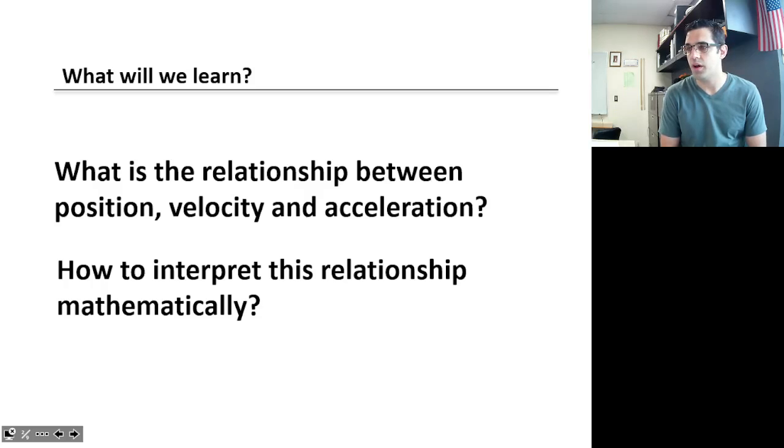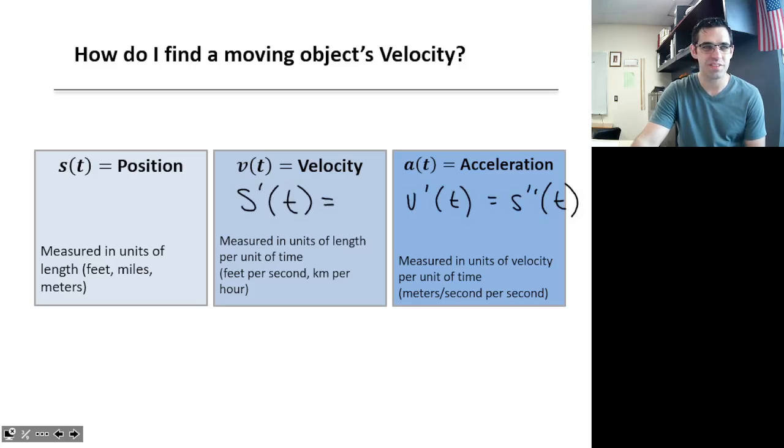And so motion or change in motion is our first big application of derivatives. So that kind of gives away the relationship mathematically. Here it is. So if I represent position as a function, so S of t is my position function. Position is measured in units of length, so like feet, miles, meters, inches, kilometers.